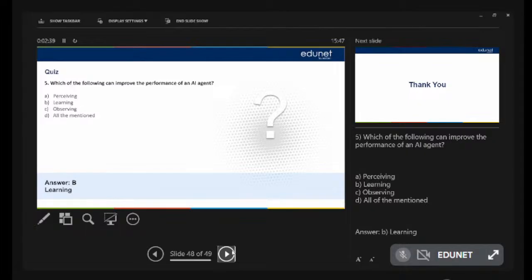Which of the following can improve the performance of the AI agent? Learning. For humans also, if I want to improve my performance, what happens? We need to grab knowledge and learn things from the data. Are you getting my point? So same for intelligence also, it needs to learn things from the data. Am I correct?